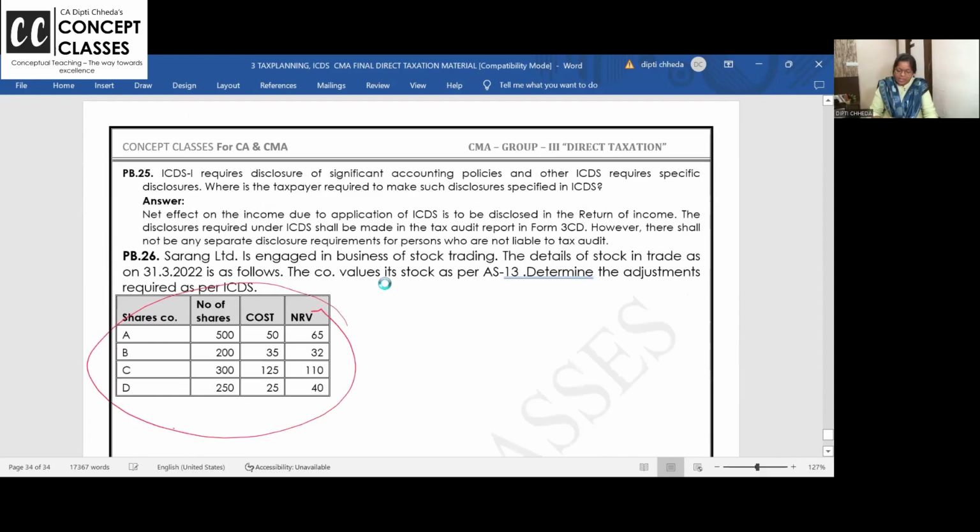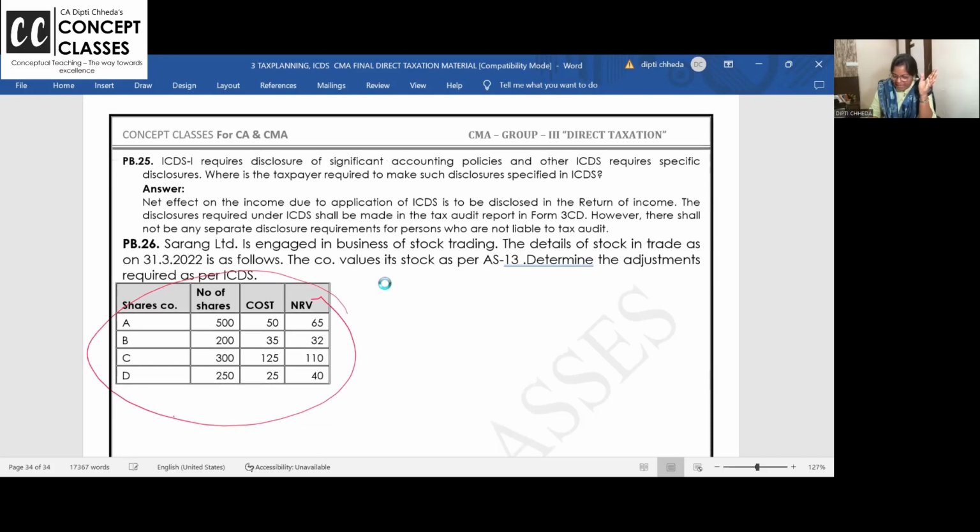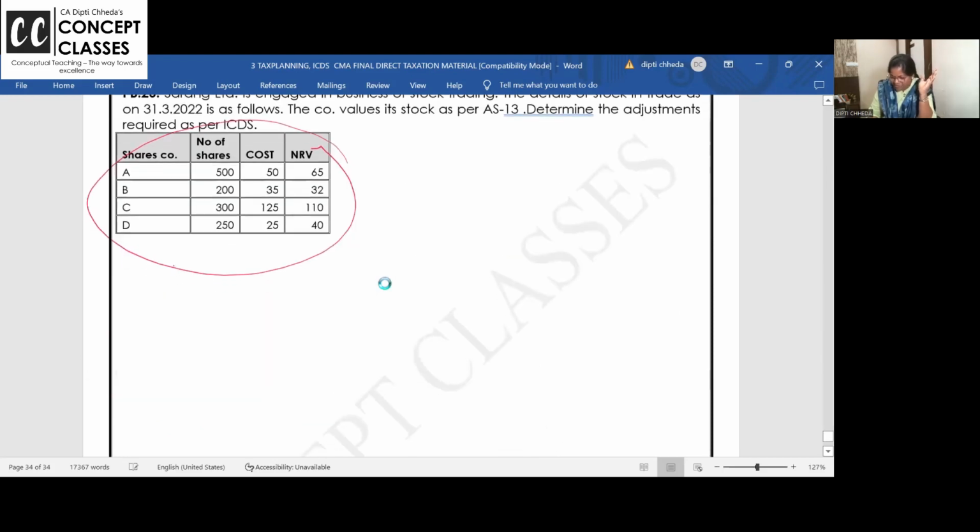And the last one, ICDS requires disclosure of significant accounting policies and ICDS requires specific disclosure. What is the taxpayer required to make as specific disclosures in the ICDS? Net effect on the income. Disclosure of policies so you should do. But for any ICDS, what is the impact on the profit because of ICDS that you need to disclose in your return of income and even in your tax audit report? All this I have told you in the beginning only. And the last problem we have already solved.